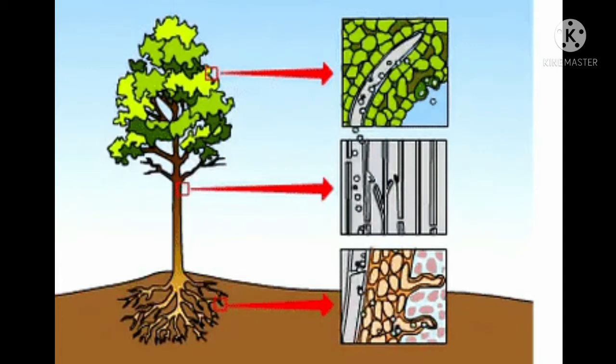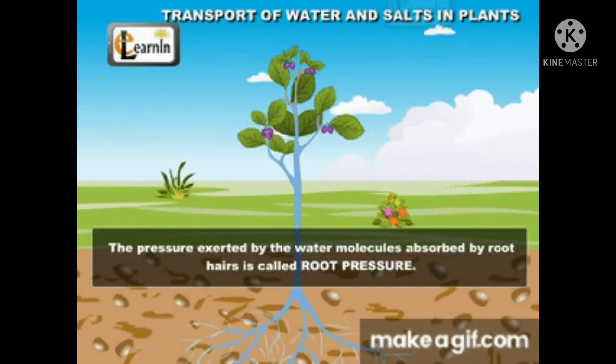Will there be a pressure inside the xylem? Yes, a pressure inside the xylem develops which forces the water upwards. And do you know what this pressure is called as? This pressure is called as root pressure. This root pressure is one of the factors for the movement of water in xylem.